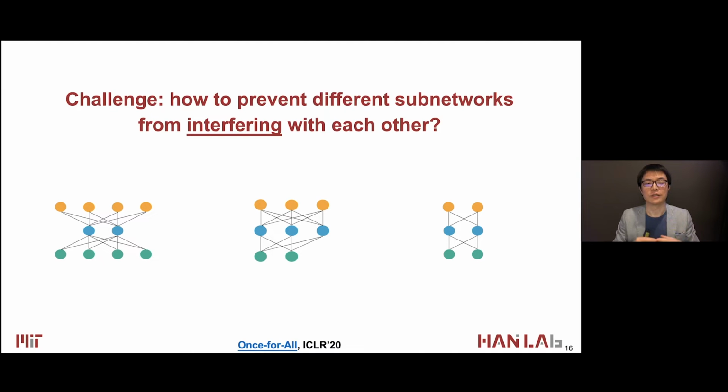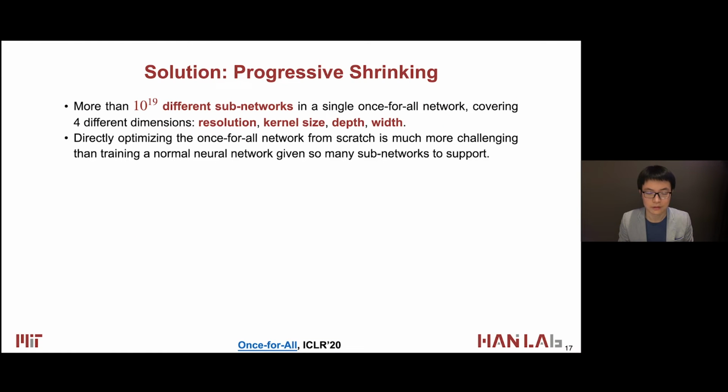But this is not a free lunch, right? The challenge is how to prevent different subnetworks from interfering with each other, like the large model, the middle-sized model, or the small model. That's the key question we want to solve. And the solution here is that we proposed a progressive shrinking algorithm to support both the large model and also the small model. The high-level intuition is we want to first support the large model and then support the small model.